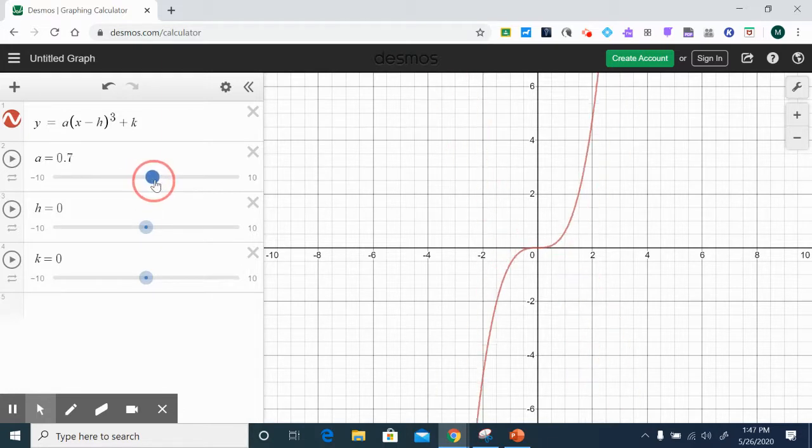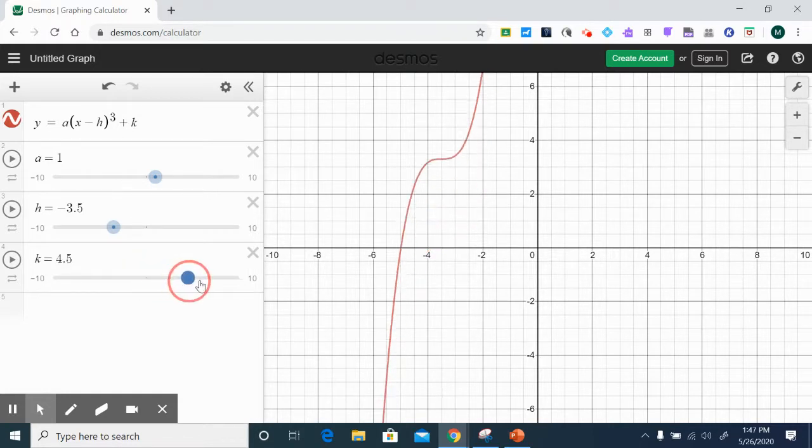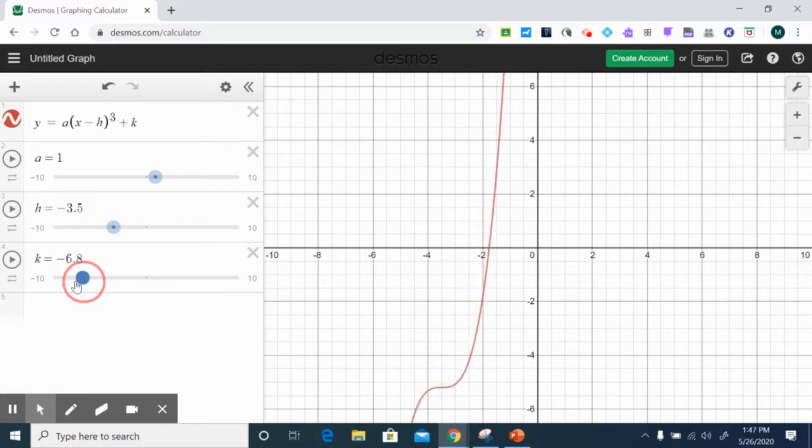Alrighty, let's make a 1. When I move the h slider to the right, the graph goes to the right. But remember, that means we have an x minus an h value here, so x minus means we go to the right. If I put in a negative number for h and simplify it, that changes to an x plus, so x plus h means it goes to the left. The k value goes up when it's positive, and goes down when it's negative.